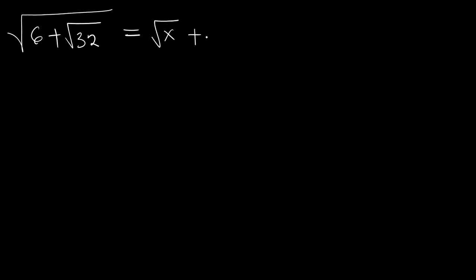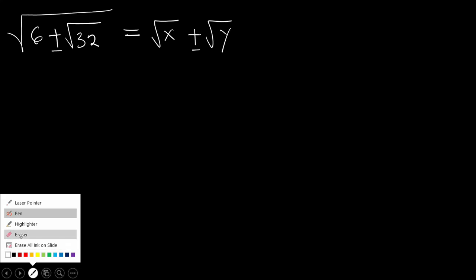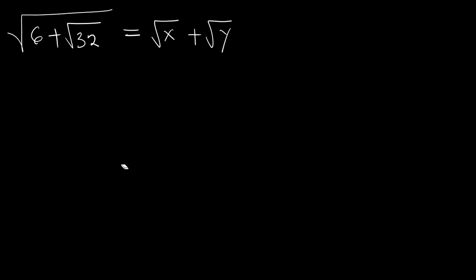Now let's begin. Let me change it to white. Now the problem is the square root of 6 plus the square root of 32. For us to do this, we will assume that the answer is the square root of x plus the square root of y. The reason why I use plus here is that this one is plus. So let me clean this so that you will not think it's plus or minus.